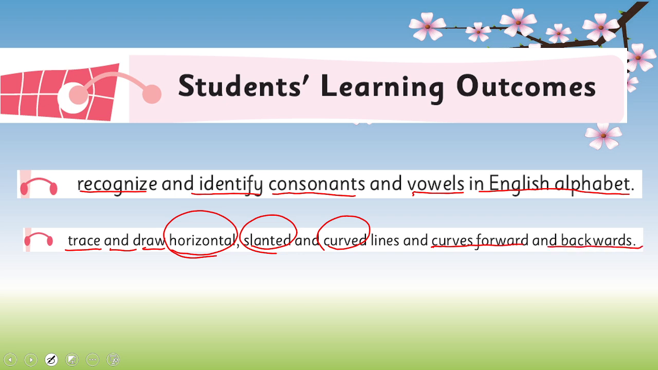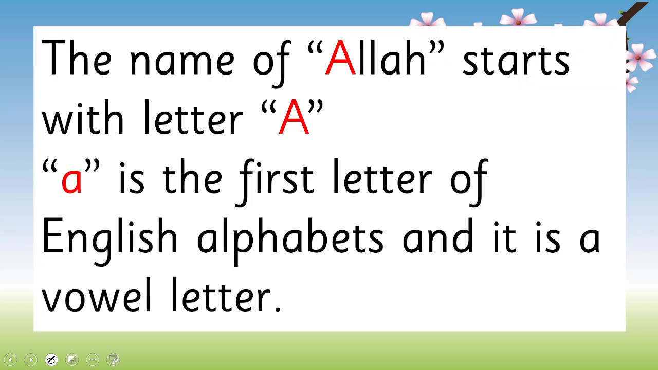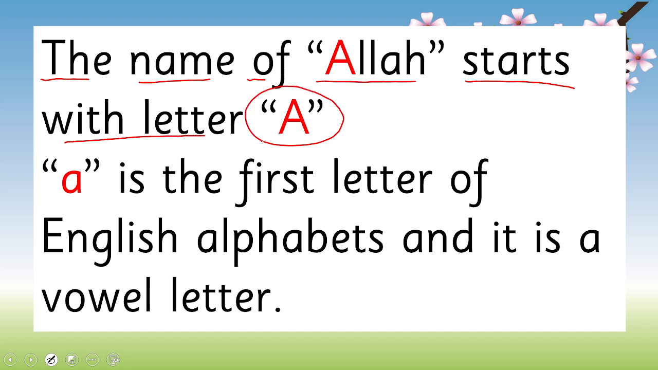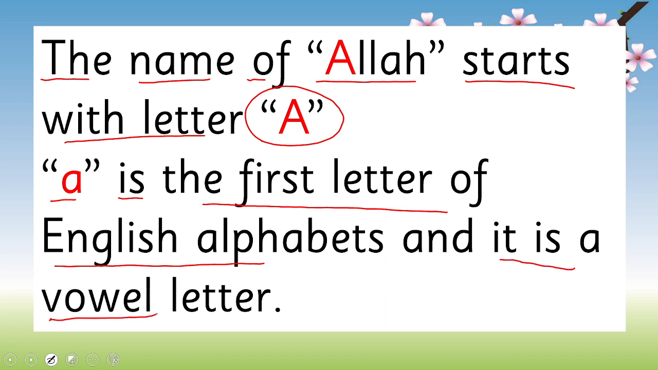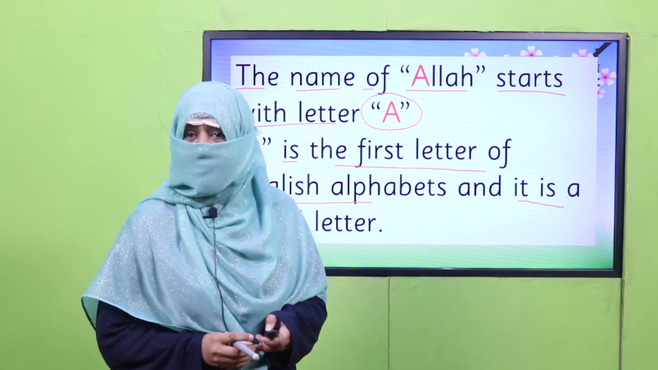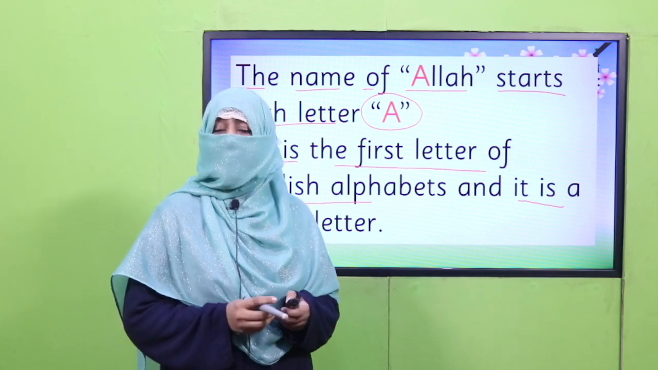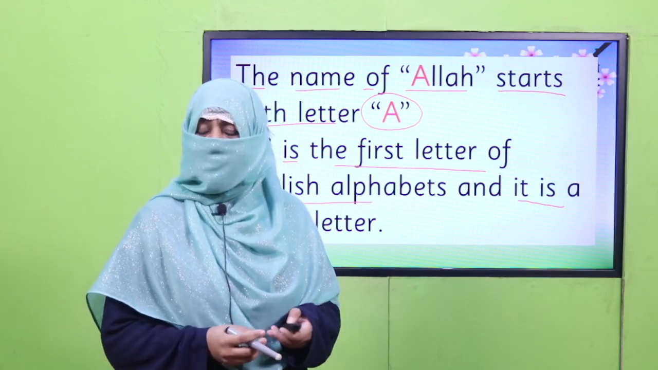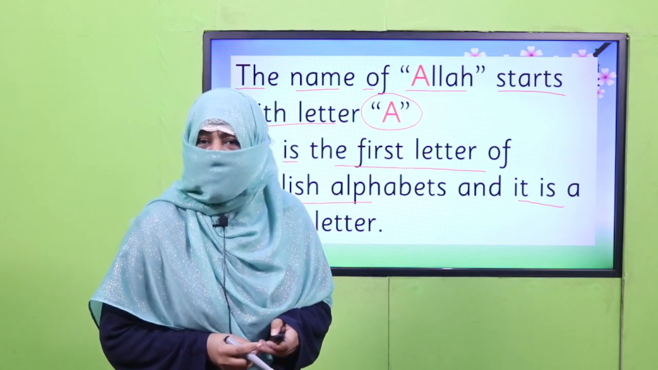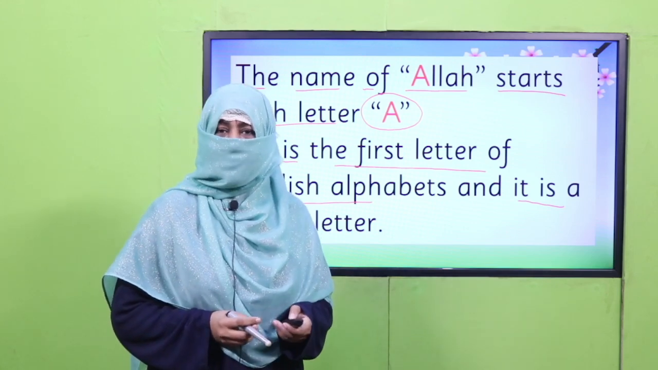All right. Yes, my dear students, the name of Allah starts with the letter A. Now, A is the first letter of the English alphabet, and it is also a vowel letter. You are familiar with it. That A, that is the first letter of ABC, and it is also a vowel. And subhanallah, the name of Allah subhanahu wa ta'ala also starts with the same letter. All right. So you remember this ABC?